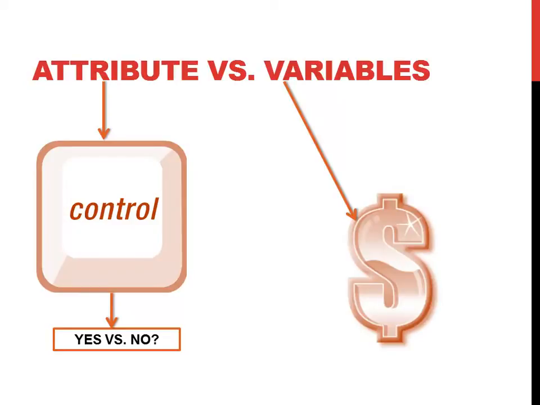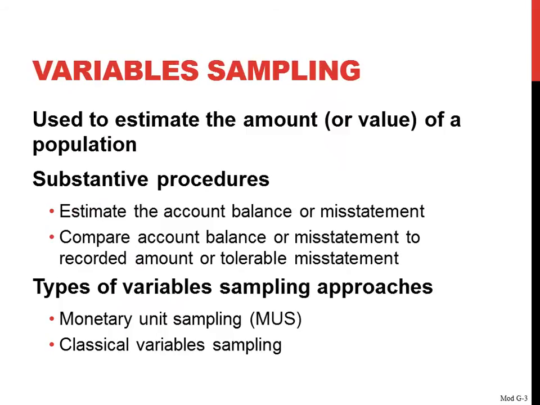Variable sampling, on the other hand, we're looking at the dollar value. We're looking at the amount. So that's when we're using variable sampling, when we're testing things like accounts receivable, accounts payable. Jimmy? So I guess you see this as like a qualitative versus quantitative way? Yeah, that might be a good way. Did everyone hear Jimmy? Yeah. Okay. Right, that's a good way to look at it, right?